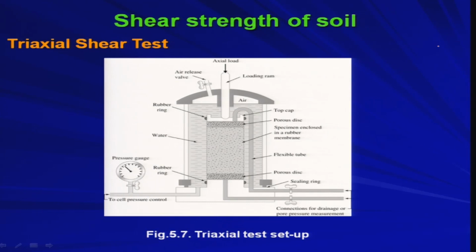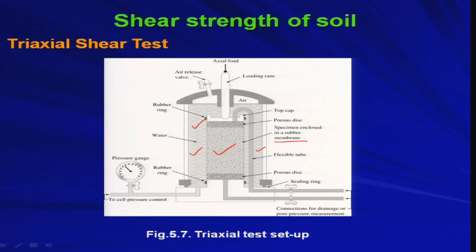Okay. So, basically this is your typical triaxial test setup. Here this is your soil sample, the specimen enclosed in a rubber membrane. So, that means you are putting the soil sample inside a rubber tube, because the whole chamber is filled with water, as I told you. If you do not put the rubber membrane, water will try to wash the soil sample or try to enter the soil sample. So, that should be avoided.